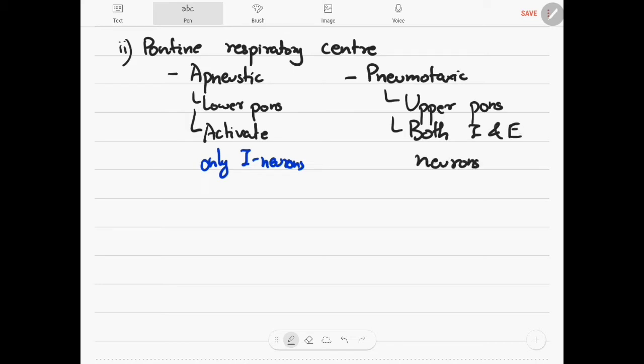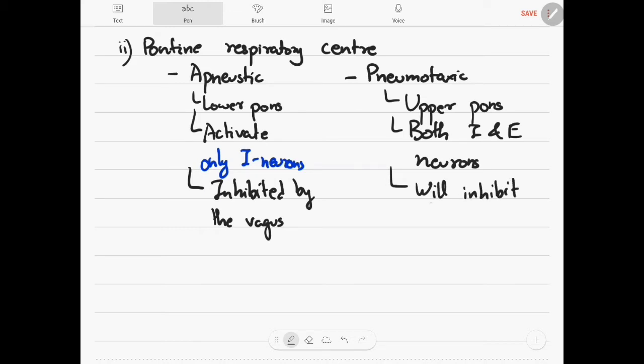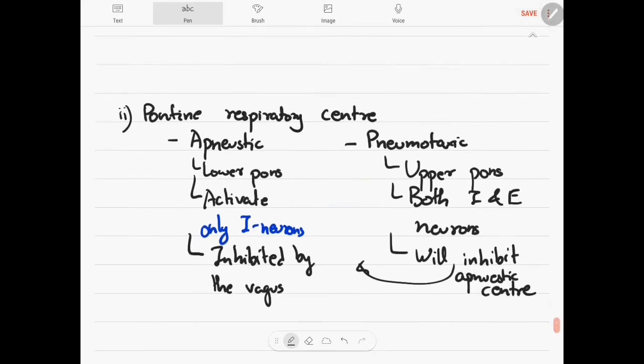Now the apneustic center is inhibited by the vagus or the 10th cranial nerve, and the pneumotaxic center will inhibit the apneustic center. Okay, then we go back to the medulla.